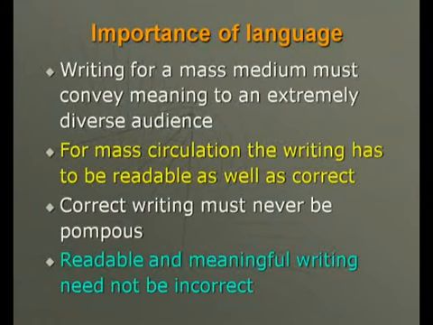Points to remember are that writing for a mass medium must convey the meaning to an extremely diverse audience. It is vital to make the meaning clear at all levels of readership and input. For mass circulation and readership, the writing has to be readable as well as correct. Correct writing must never be pompous. Good writing requires that its correctness is inconspicuous. And on the other hand, readable and meaningful writing need not be incorrect. So, how do we go about it?